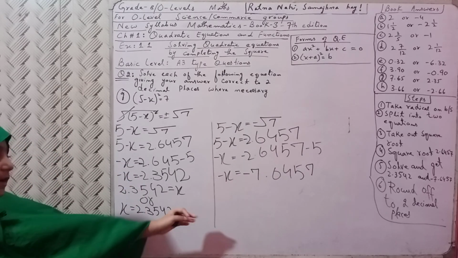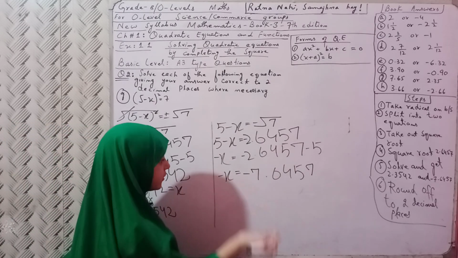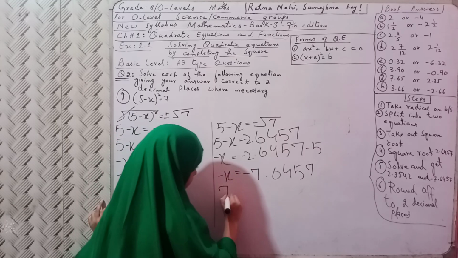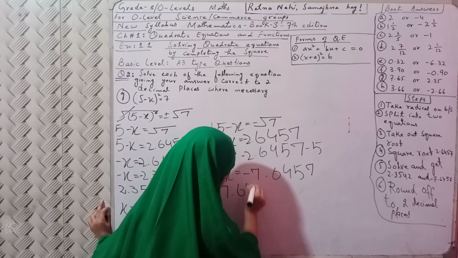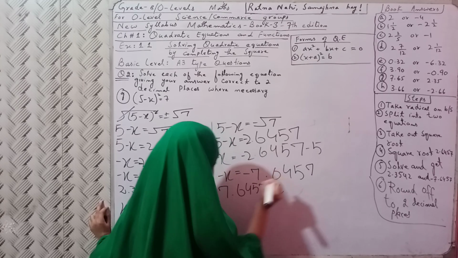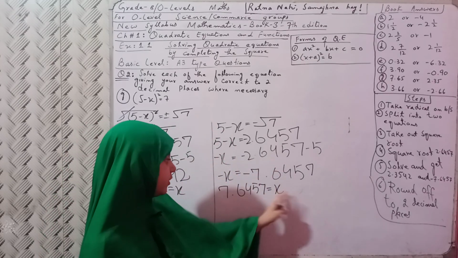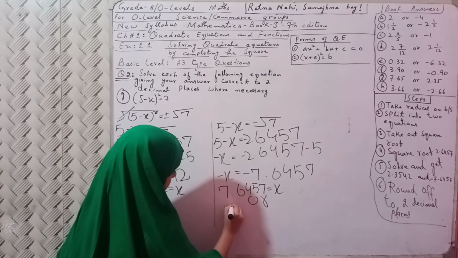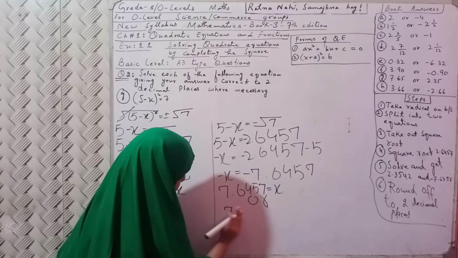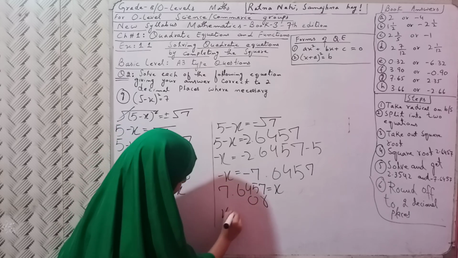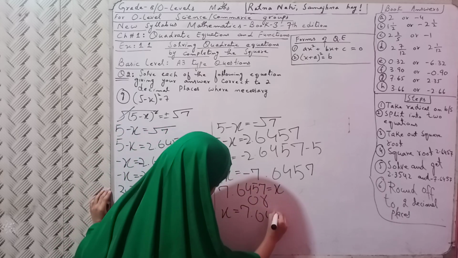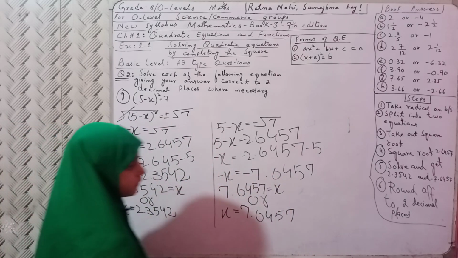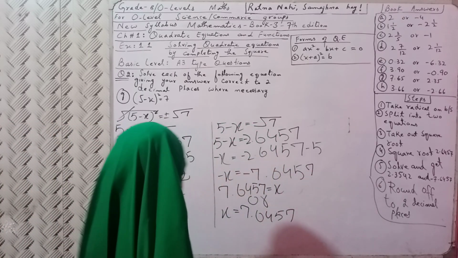Now let's come to the second one. Now this will go there also. So this plus 7.6457 will become x is equal to x. We have to put this x here, that's why we will write or x is equal to 7.6457. Now the sixth step, round off to 2 decimal places.